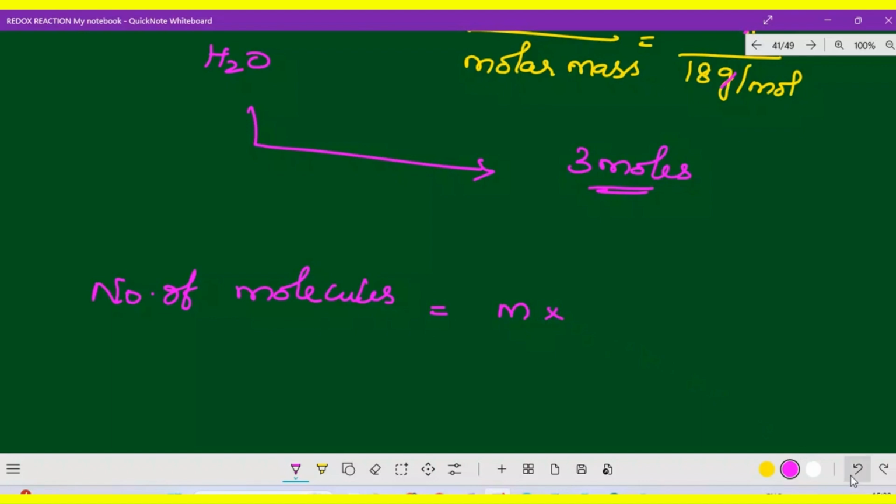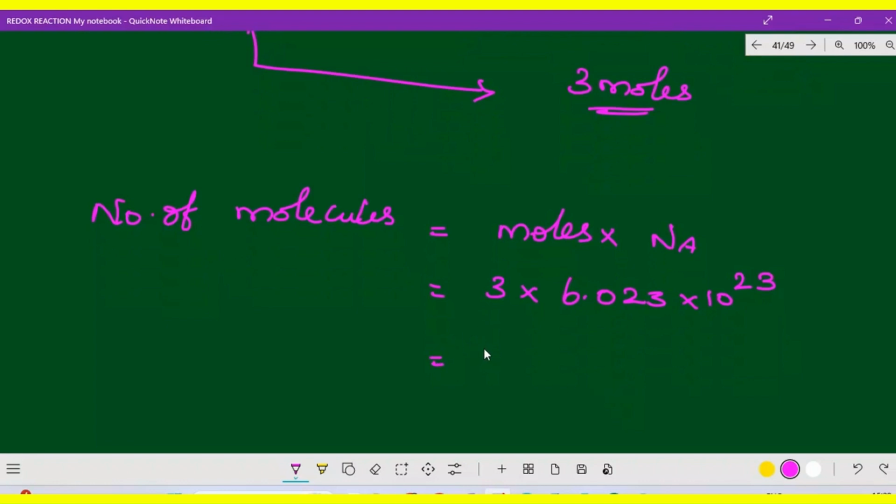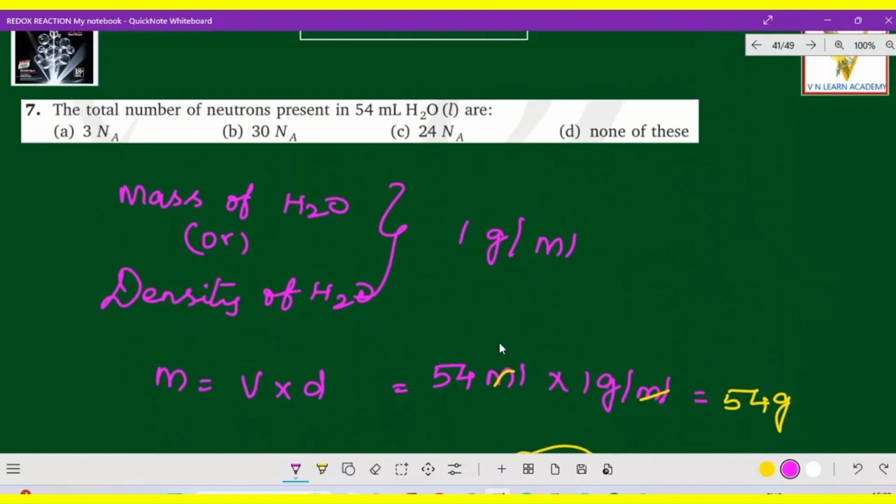Moles into Avogadro number. So moles, how much? Here 3 moles into Avogadro number, 6.023 into 10 to the power of 23. When you calculate, generally in the options they have given 3 Na only. I hope you got the clarity, right? So number of molecules is 3 Na.